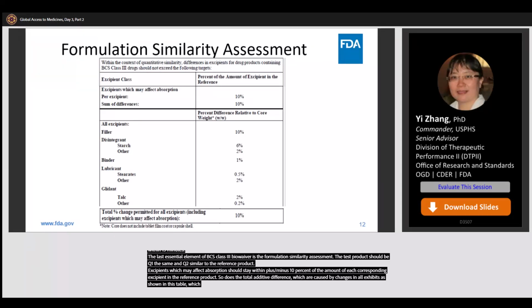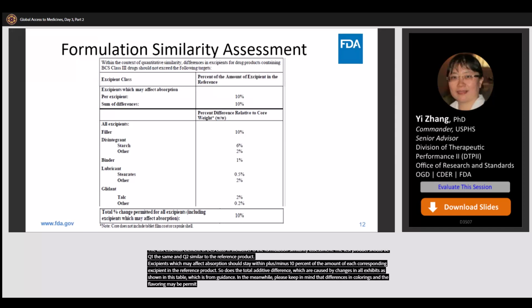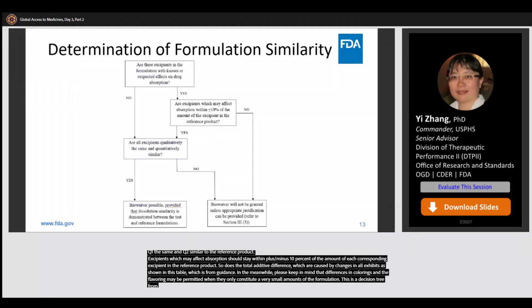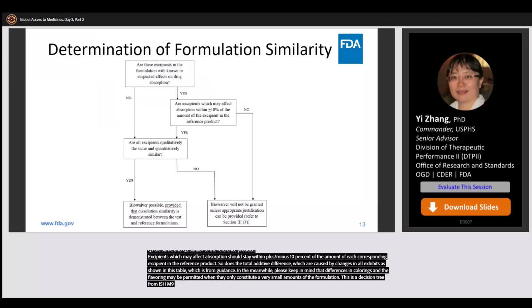In the meanwhile, please keep in mind that differences in colorants and flavoring may be permitted when they only constitute very small amounts of the formulation. This is a decision tree from the ICH M9 guidance on formulation similarity assessment. BCS Class 3 drug substances are commonly considered to be more susceptible to the effects of excipients.